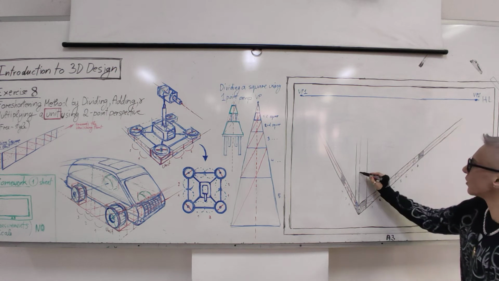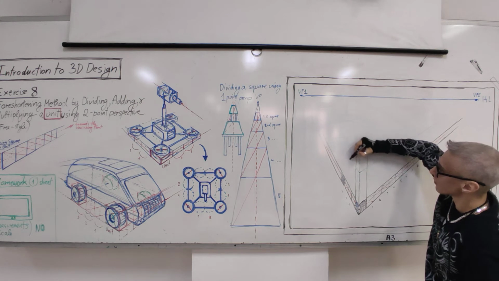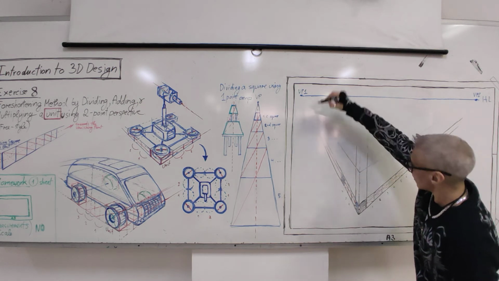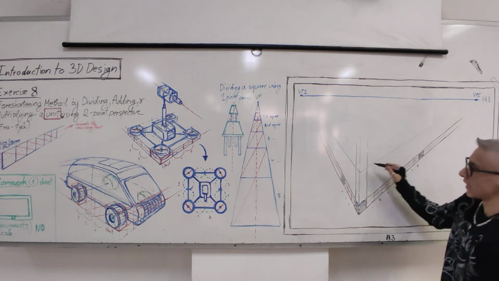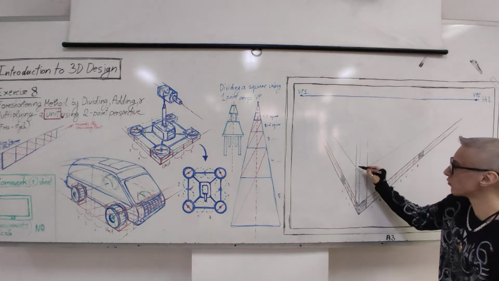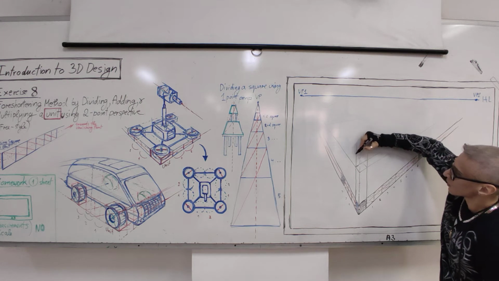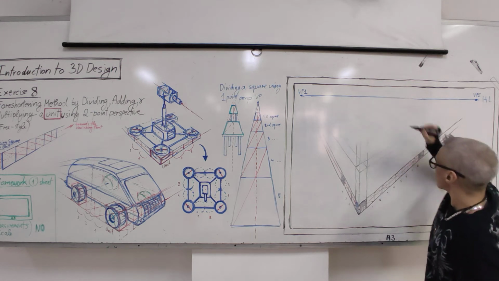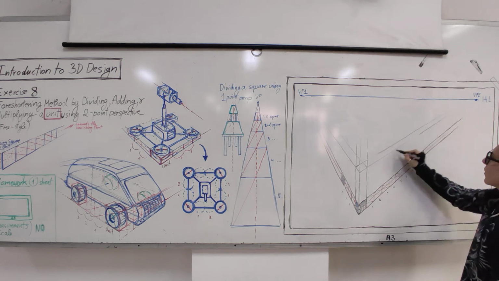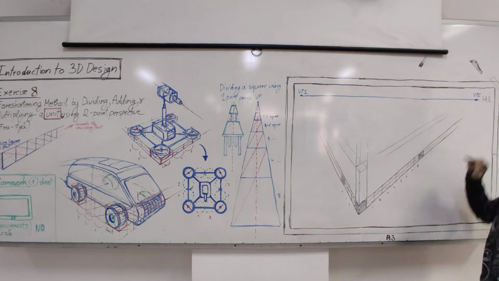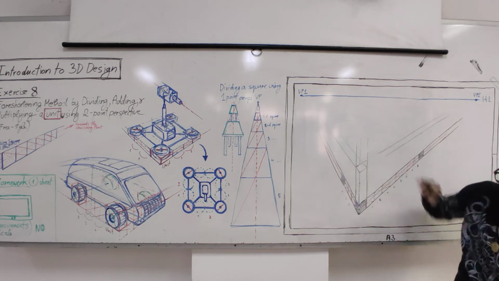I take to the vanishing point, and to the vanishing point from this side. Okay, so this I want to be the end of the leg, okay, or the resting for the arm. So from here to the vanishing point, from here to the vanishing point, so this is the upper surface of this leg, okay?